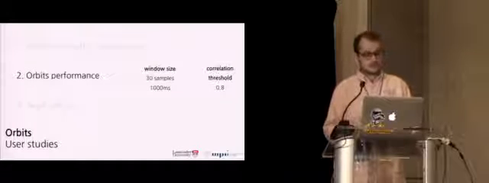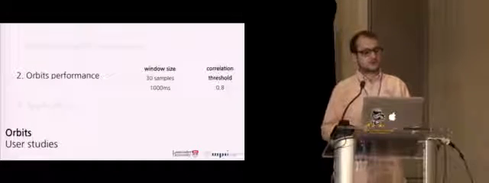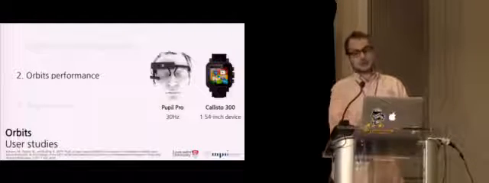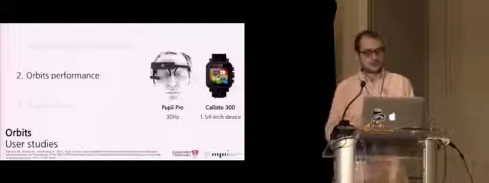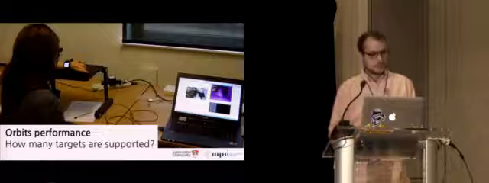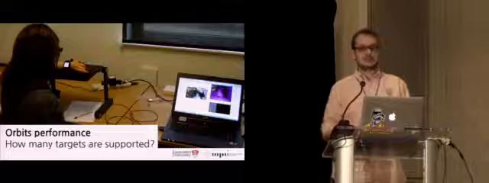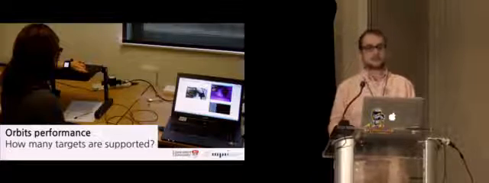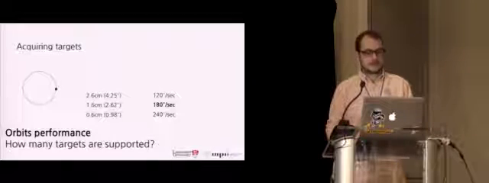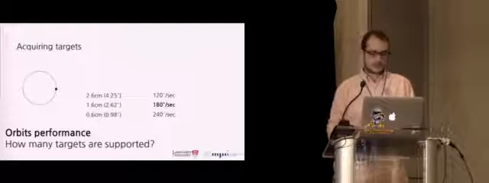So having found these parameters, our second study focused on the orbit's performance on smartwatches. To accomplish this, we used off-the-shelf hardware such as the Pupil Pro head-mounted eye tracker and the Callisto 300. The big question of this study was how many targets can orbit support on the smartwatch interface. To find out, we explored the targets with the same sizes in the first study and with the two angular speeds that perform the best, and we introduce a new angular speed in between the two.